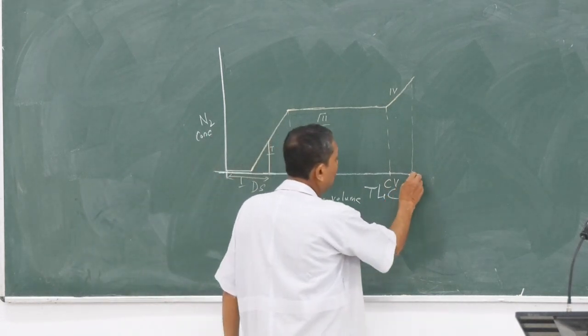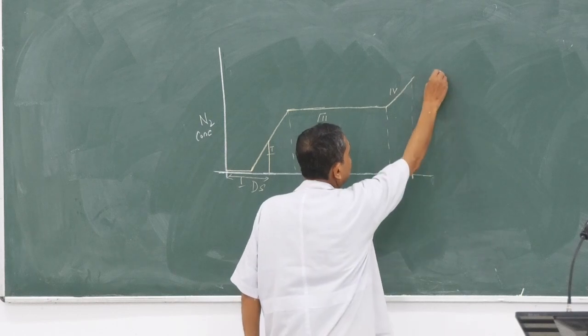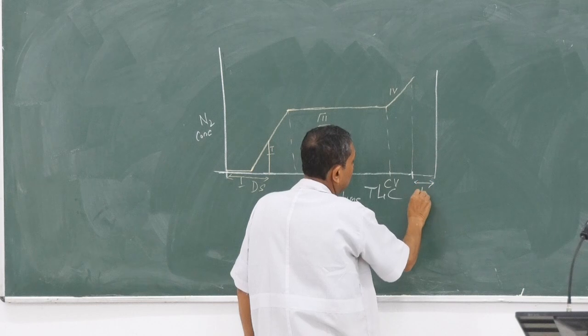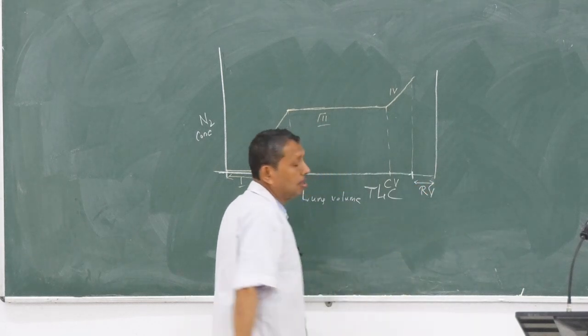Beyond this is the residual volume. It is entrapped residual volume. This is the residual volume. It cannot come out.